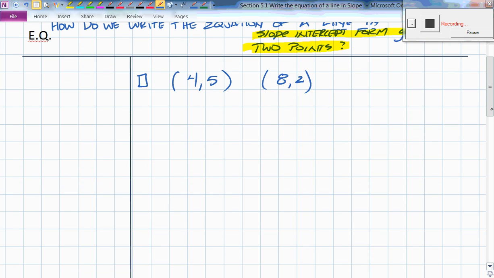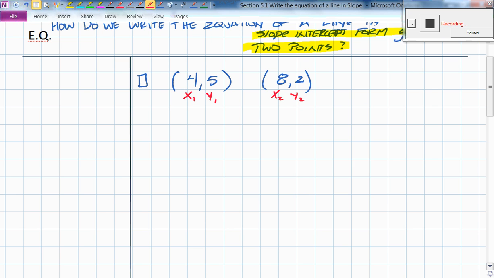Here's what we need to do. We need to label these points. I'm going to call this my first x and my first y, my second x and my second y. That's the first thing I'm going to do. I'm going to label them because they are different points. One's at (4,5), the other one's at (8,2).